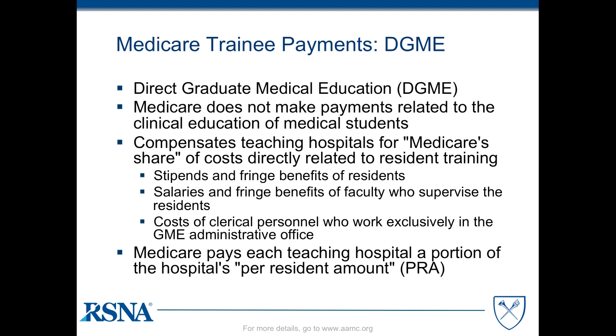Medicare Direct Graduate Medical Education, or DGME payments, are the ones on the bottom left of the last slide. Medicare doesn't pay your health system for teaching you per se, but rather it compensates your health system for the costs related to resident teaching. You see those listed here. Some examples: the stipends and fringe benefits for residents, the salaries and fringe benefits of faculty who supervise those residents, and the costs of clerical personnel who work in your GME administrative office. These are all paid on a per-resident amount, meaning the more residents a program is approved for and has employed, the more it gets paid.